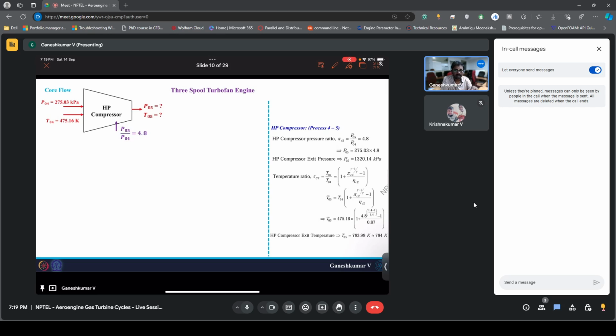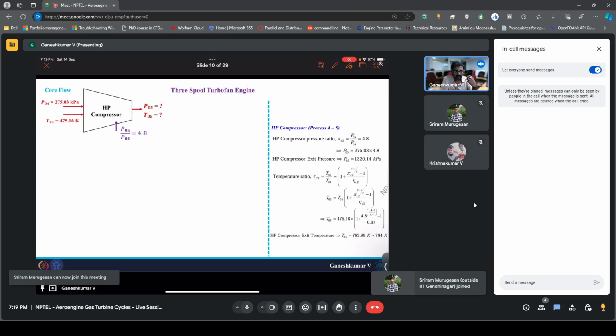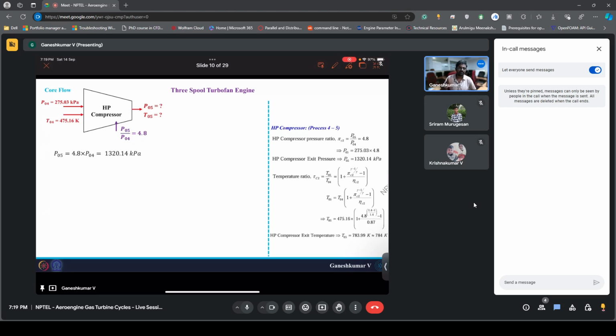It doesn't matter what the amount of air bleed is. It's not going to matter, just because by changing the air bleed, these station properties are not going to change. So this is what we are seeing here for the HP compressor. Again, the pressure ratio is same as in the lecture problem. So we end up having the exit pressure of the HP compressor to be 13.2 bar.